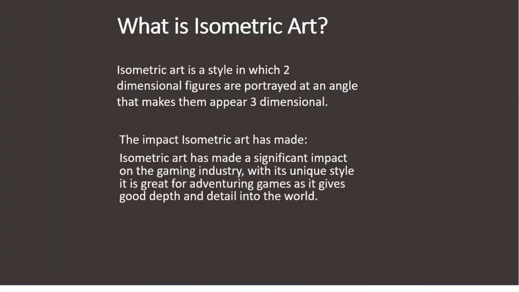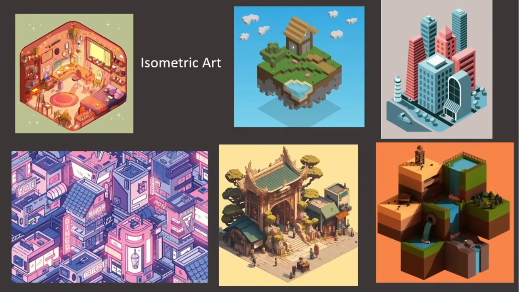Isometric art. Isometric art is a style in which two-dimensional figures are portrayed at an angle that makes them appear three-dimensional. Isometric art has made a significant impact on the gaming industry. With its unique style, it is great for adventuring games as it gives good depth and detail into the world. Here are some examples of isometric art.